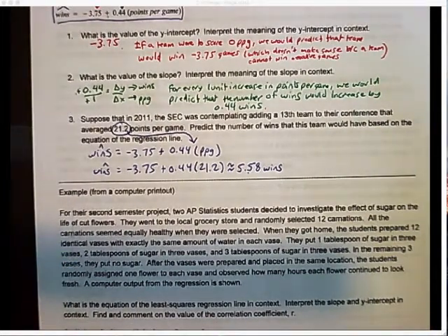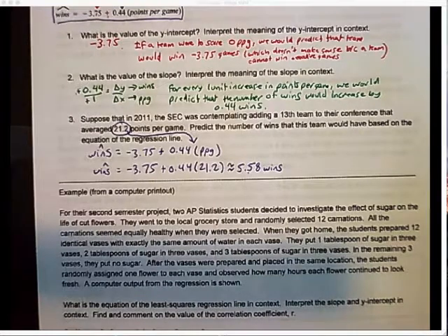Now let's do another example of linear regression, but this time we're going to use a computer output. So let's read it. It says, for their second semester project, 2 AP Stats students decided to investigate the effect of sugar on the life of cut flowers. Okay. They went to the local grocery store and randomly selected 12 carnations. All the carnations seemed equally healthy when they were selected. When they got home, the students prepared 12 identical vases with exactly the same amount of water.